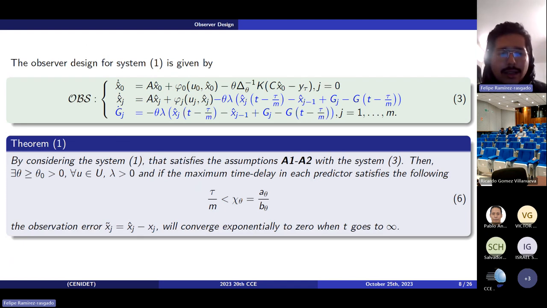Considering the system 1 that satisfies assumptions 1 and 2, and with the system 3, then for all theta greater than theta 0 greater than 0, and if the maximum time delay in each predictor satisfies the inequality shown in equation 6, the observation error will converge exponentially to zero when time goes to infinity. This inequality must be satisfied for each predictor.